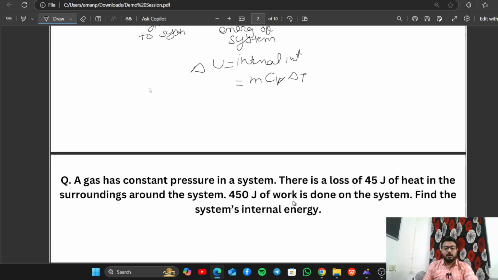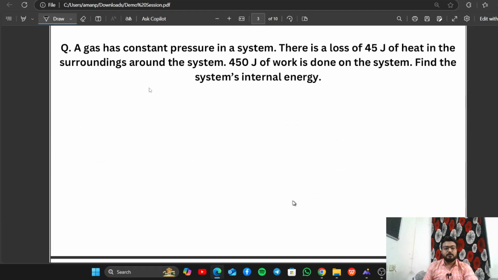So let's begin with a question first. Basically, it's a very easy question of JEE Mains. It says that a gas has a constant pressure in a system. There is a loss of 45 joule of heat to the surrounding, which means that the heat is released from the system to the surrounding. We can say Q is equal to negative 45 joule. And 450 joule of work is done by the system, so W will be equal to positive 450 joule.